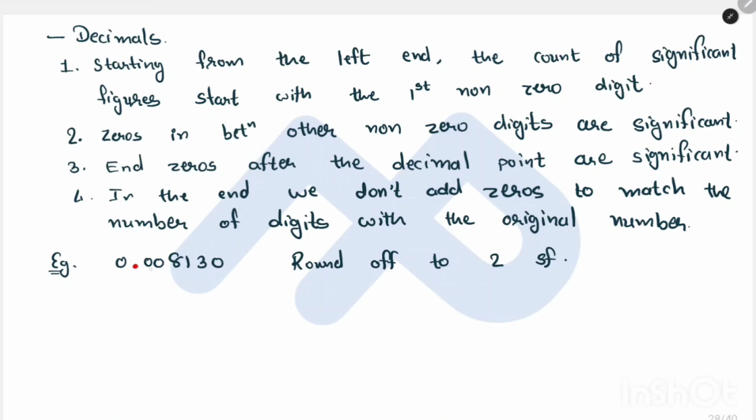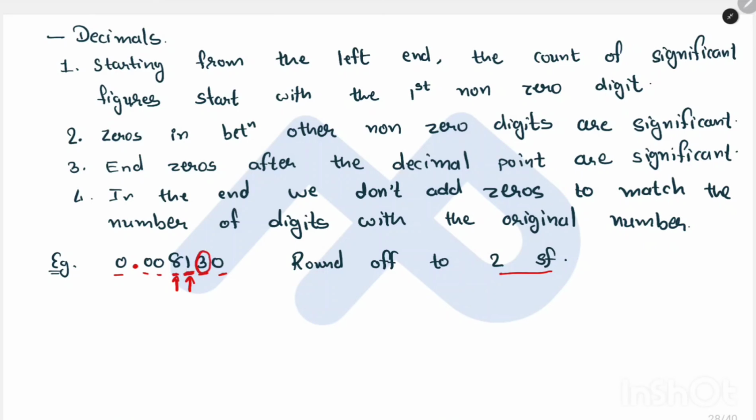So now see this: 0.008130. First of all, how many significant figures are there in the question? Non-significant, non-significant, non-significant. Significant digits start from 8. So 1, 2, 3, and 0 is also significant here in the case of decimal. So 4. Total 4 significant figures are there in the question, and we want to round off to 2 significant figures. So the first significant figure is this, and the second is this. We'll have to round it off till here only.